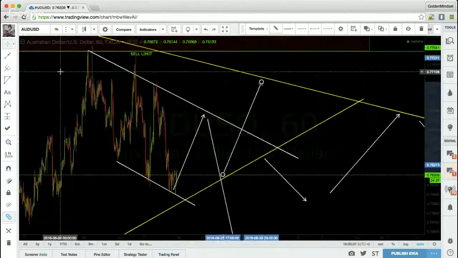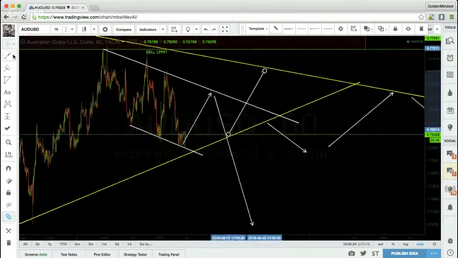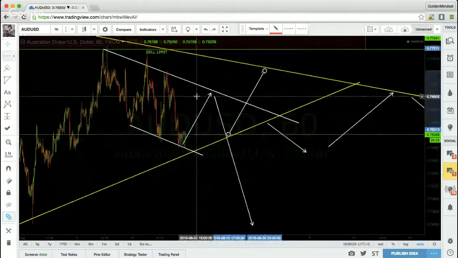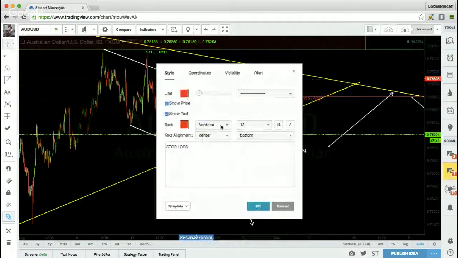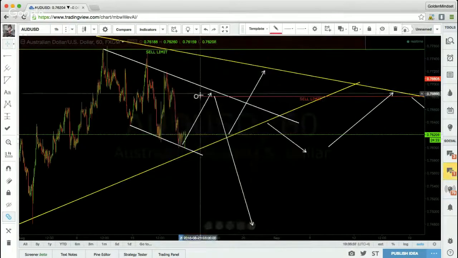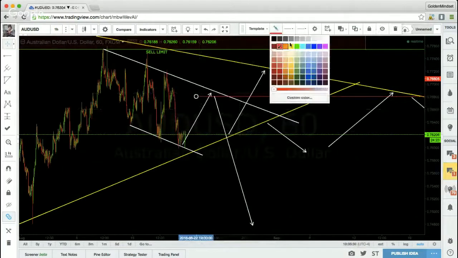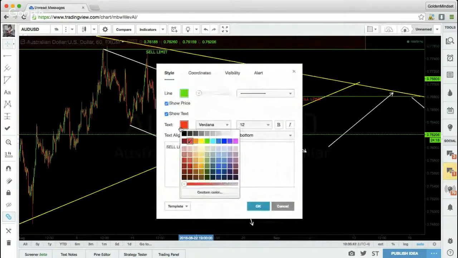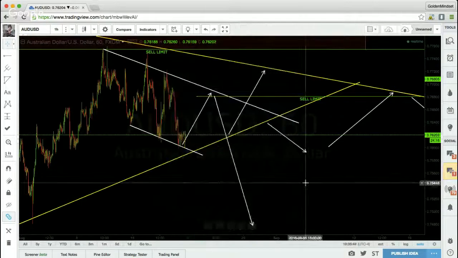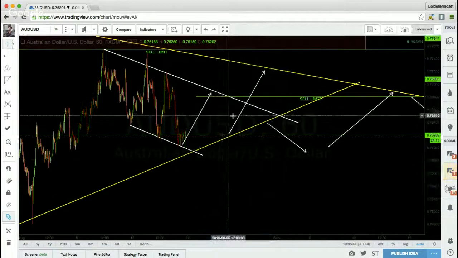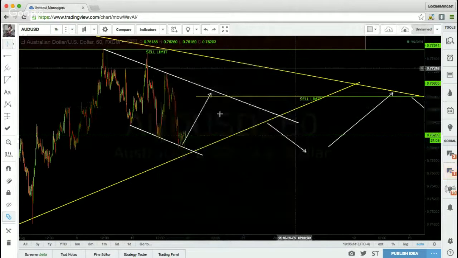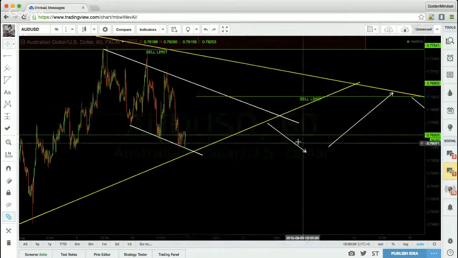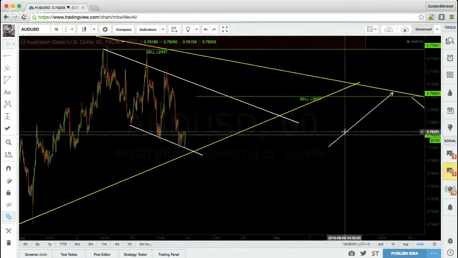So the way I'm going to work on this, I'm going to have a sell limit around this level. I'm going to write sell limit. I'm going to put it green. I'm going to put this also green right there. I'm just going to remove the arrow, like this. I'm going to remove the arrow, sell limit.